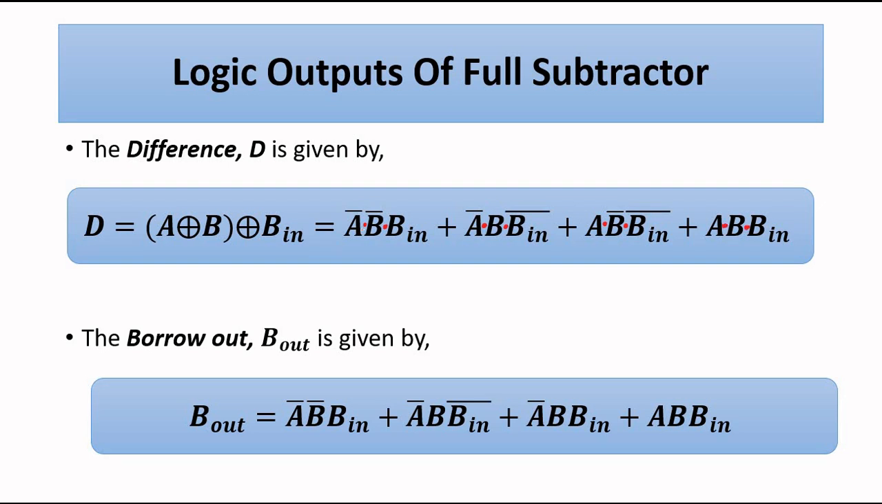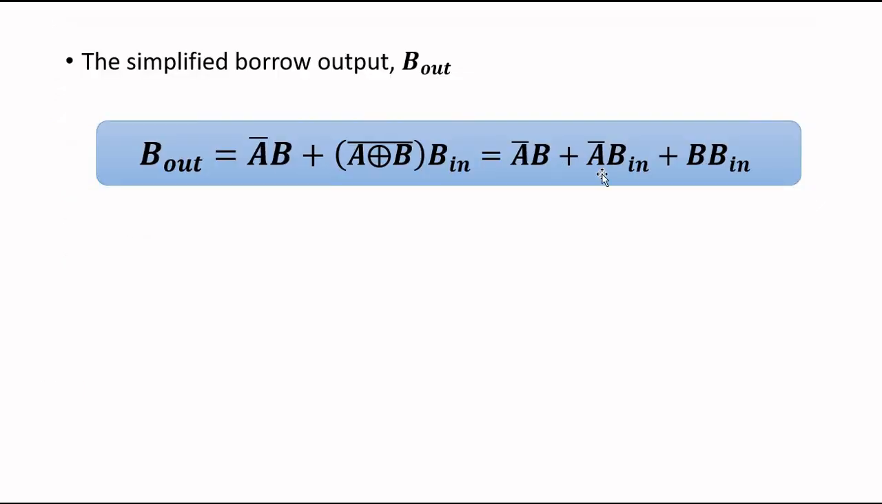Similarly, the borrow output is given by A bar B bar B in, or A bar B B in bar. When I say A bar B bar B in, it is A bar and B bar and B in. Similarly, this is A bar B B in bar, A bar and B and B in bar. This is A bar and B in, or A and B and B in. And the simplified form is expressed as this.